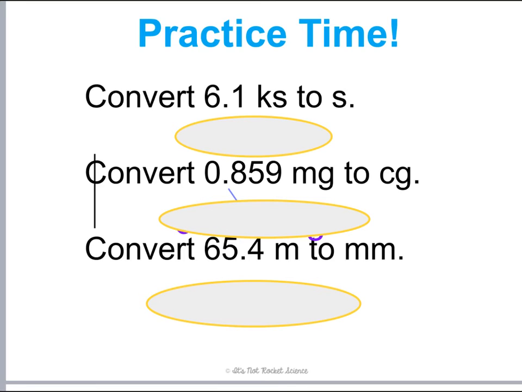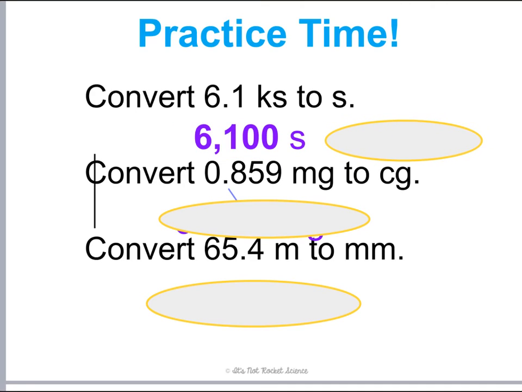Okay, you should have paused the video and been working through these because it's important for you to practice this before you do your worksheet. So let's look at our first one. We're going from kiloseconds to seconds. So we're going from a big unit to a small one. So we're getting smaller, so we're going to be moving our decimal point to the right. So our answer should be 6,100 seconds.